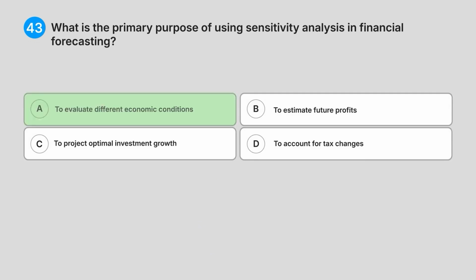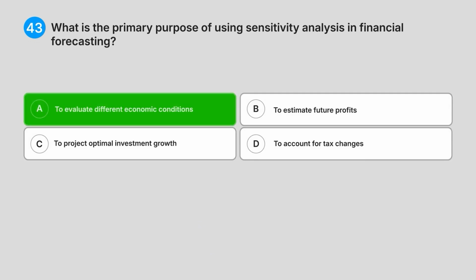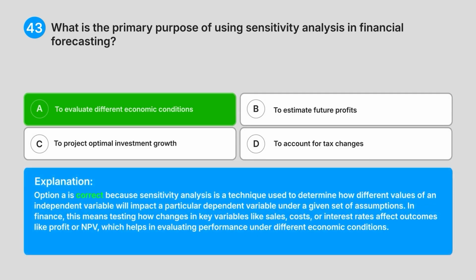Correct answer, A. To evaluate different economic conditions. Explanation. Option A is correct because sensitivity analysis is a technique used to determine how different values of an independent variable will impact a particular dependent variable under a given set of assumptions. In finance, this means testing how changes in key variables like sales, costs, or interest rates affect outcomes like profit or NPV, which helps in evaluating performance under different economic conditions.